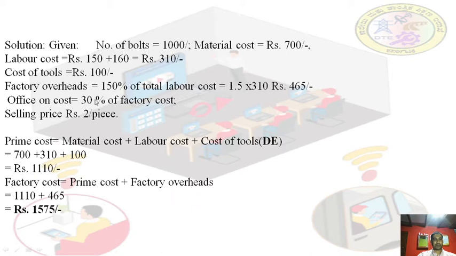Next, the factory cost is given by prime cost plus factory overhead. The factory overhead is 150% of the total labor cost, which we got as 465. So add here 1110 plus 465, that will become 1575. That is your factory cost.